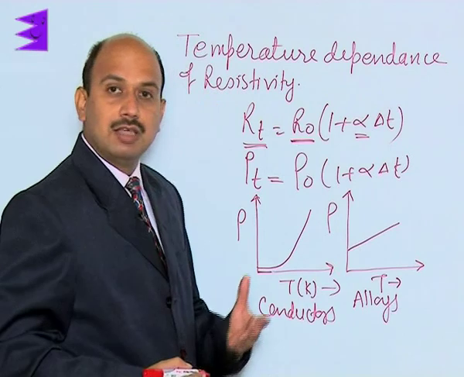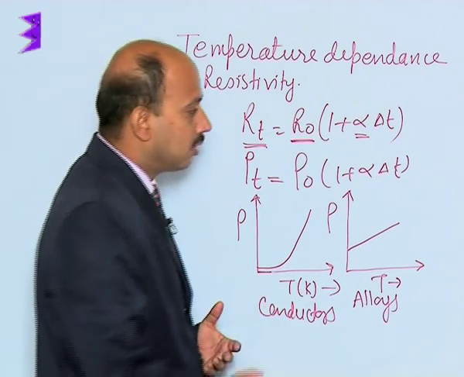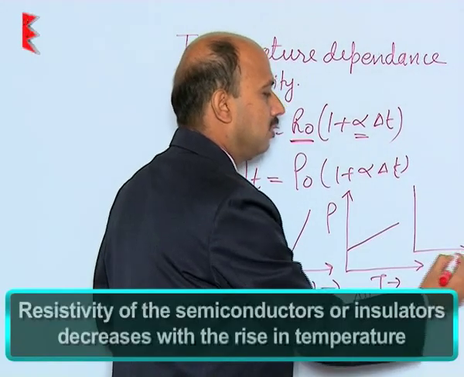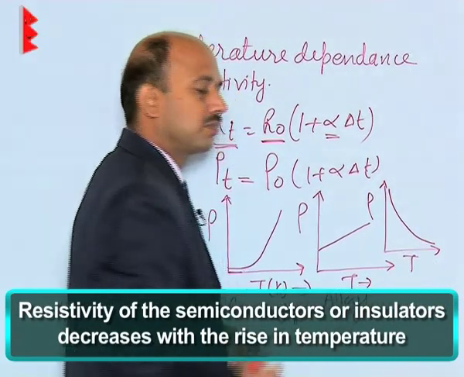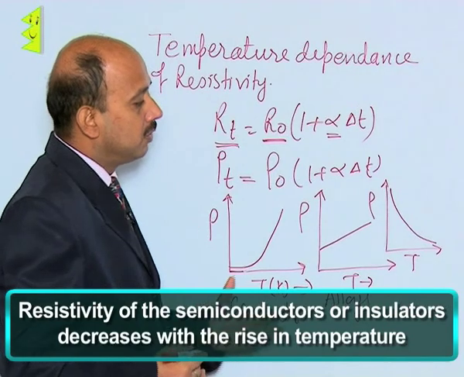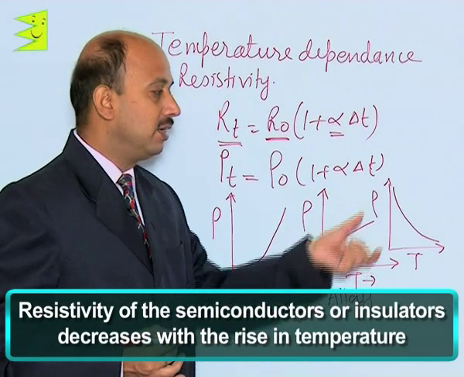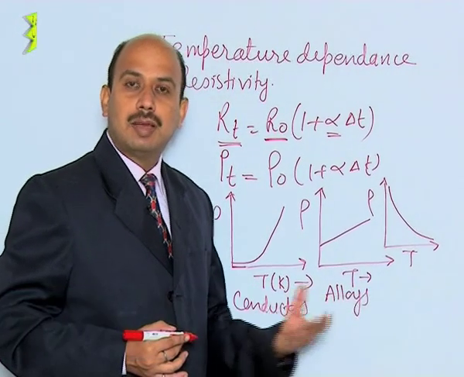But if you take an insulator or a semiconductor, you will get the variation like this, here T and rho, and the graph is something like this. So the resistivity of the semiconductors or insulators decreases with the rise in temperature.